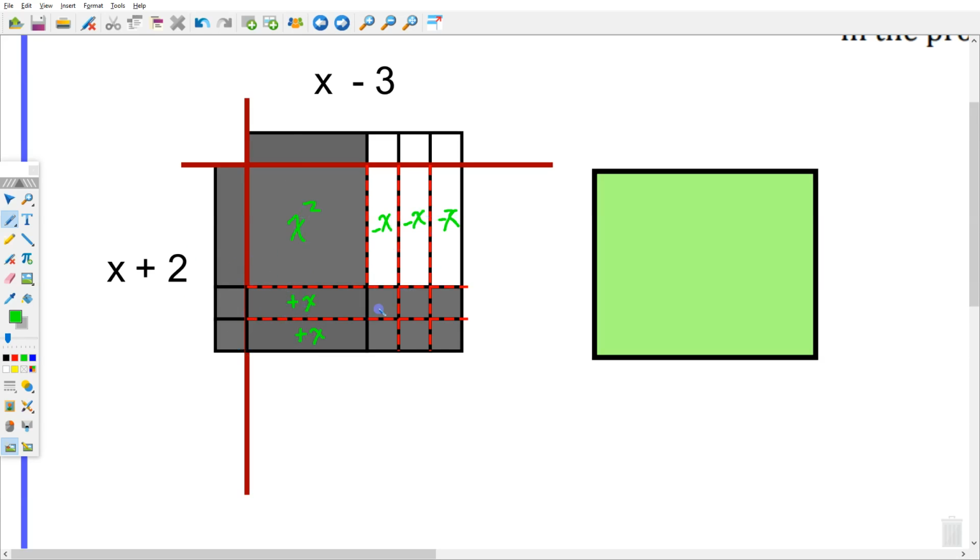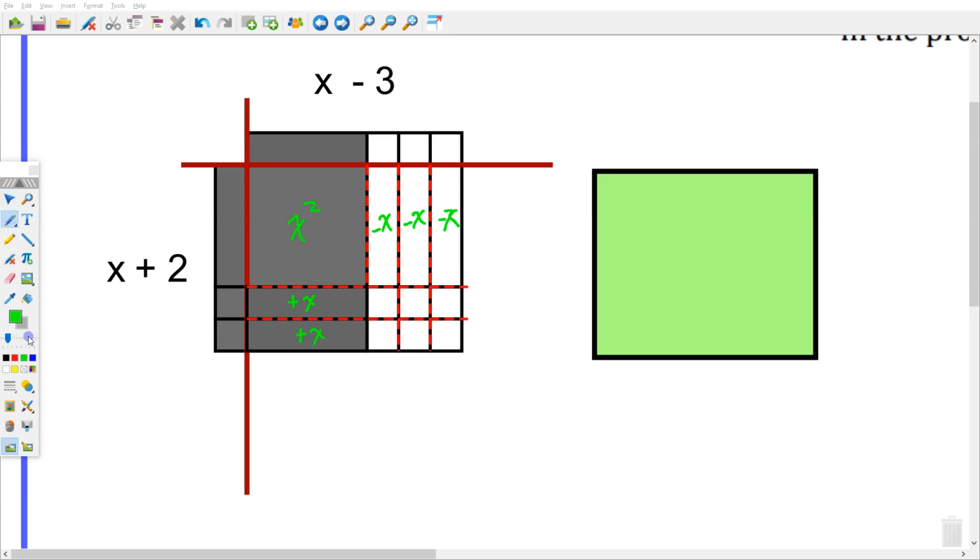And then finally, these ones are going to be negative because you are taking a positive 2 and multiplying it by a negative 3. So positive 2 times negative 3 gets you negative 6. So these are all going to be white.